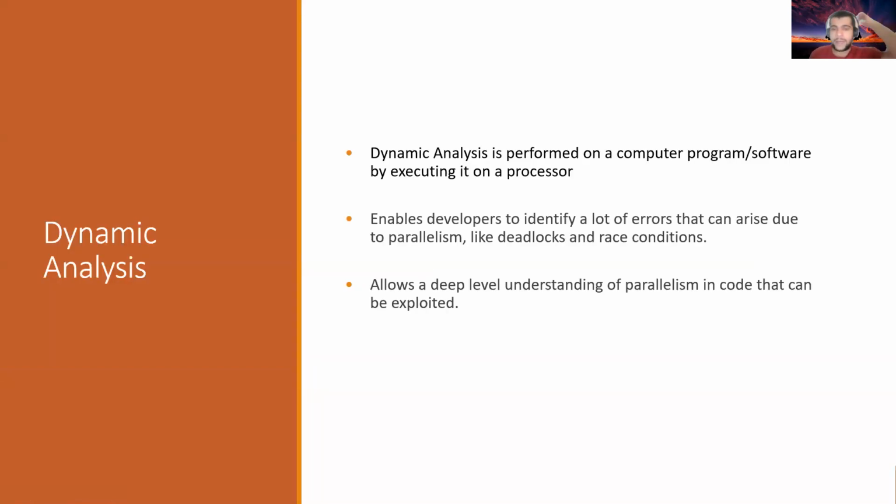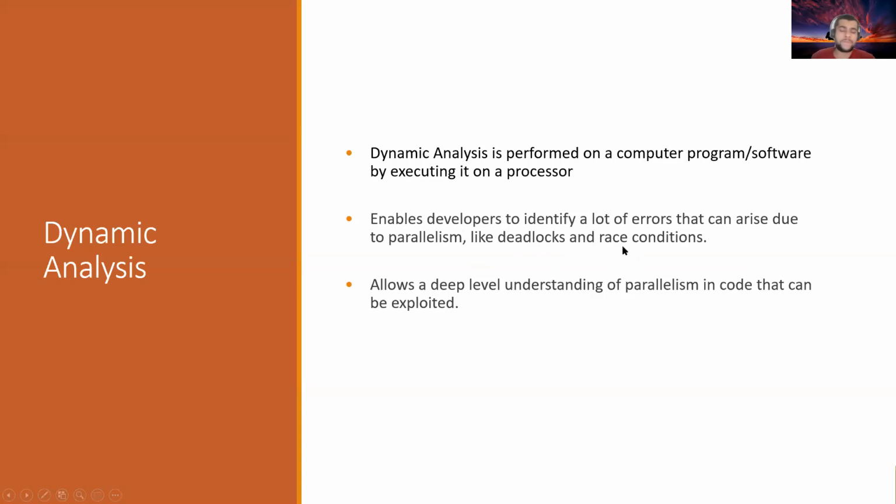Okay, so let's talk about dynamic analysis. Dynamic analysis is performed on a computer program by actually executing it on a processor. With static analysis, we didn't execute the code, we just had the code and fed it into a tool. With dynamic analysis, we actually execute the code and then the tool looks at the code's behavior, how it's executing and what's happening. So again, this enables developers to identify a lot of errors that arise due to parallelism, like deadlocks and race conditions.